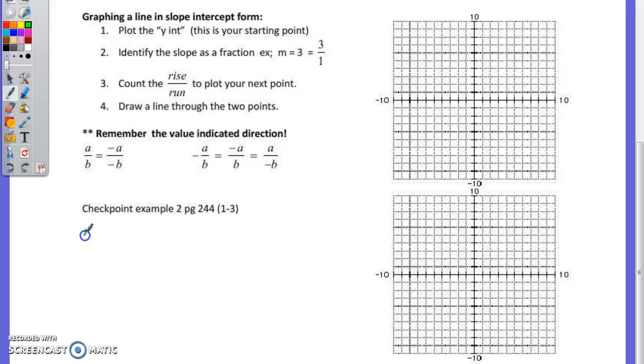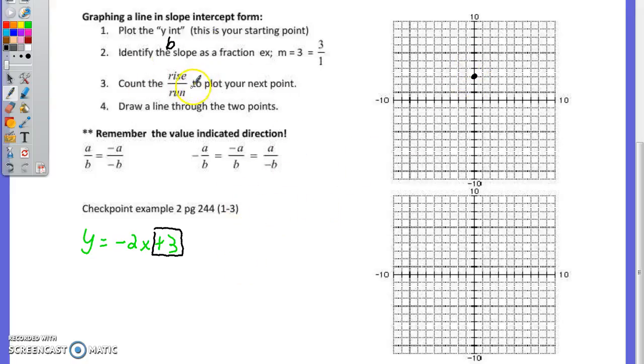So y = -2x + 3 was our first example in the book, and we're going to graph that on this graph. All right, so going over kind of our rules. We always plot the y-intercept, or the b, and that's going to be our starting point. So if we look at this problem, we identify our b, which is +3. We go up to 3 on the y-axis, and we put a dot there. So that's where we're going to start our counting from.